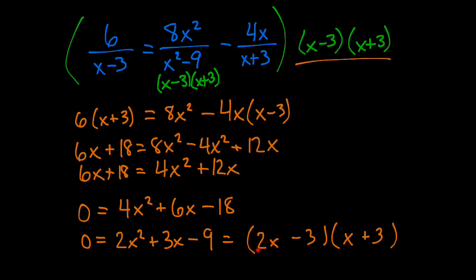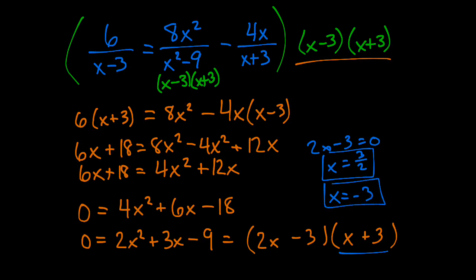2x times x gets us to 2x squared. Minus 3 times plus 3 gets us to minus 9. And then 2x times 3 is 6x. Minus 3 times x is minus 3x. So 6x minus 3x gets us the 3x that we want. So set those factors equal to 0. 2x minus 3 equal to 0. We would add 3, divide by 2. So positive 3 over 2. And then our 0 from x plus 3 is going to be a negative 3.